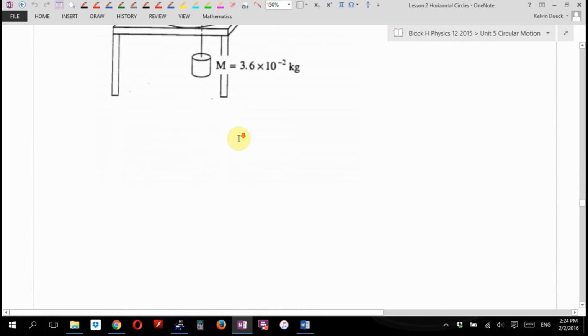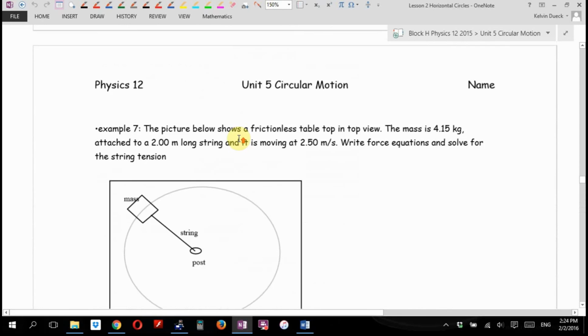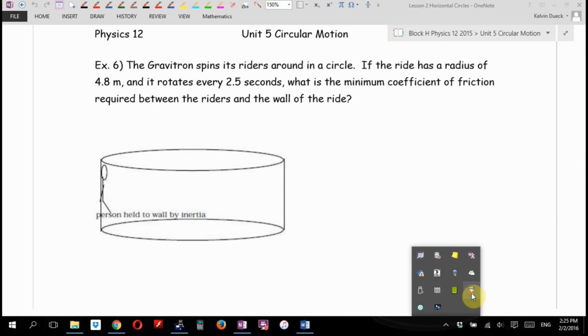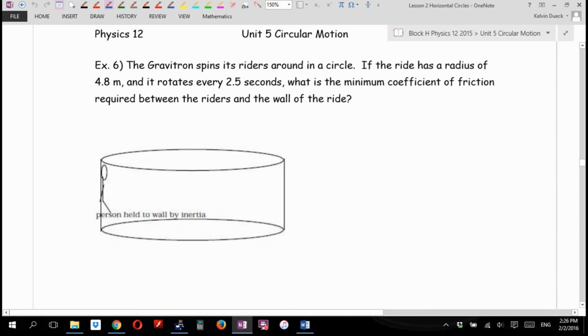Another classic horizontal circle ride is the Gravitron. Gravitron spins people around in a circle. I like this question, this is a nice question. The Gravitron spins its riders around in a circle. If the ride has a radius of 4.8 meters and it rotates every 2.5 seconds, what's the minimum coefficient of friction required between the riders and the wall of the ride?